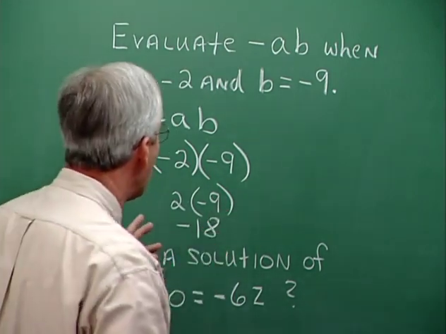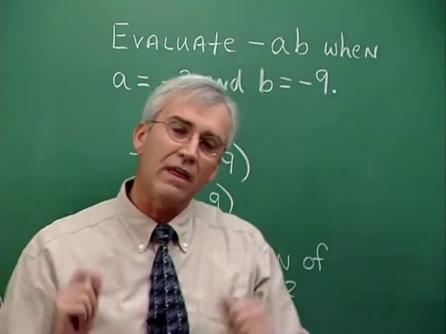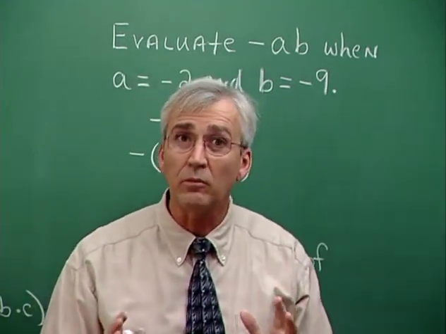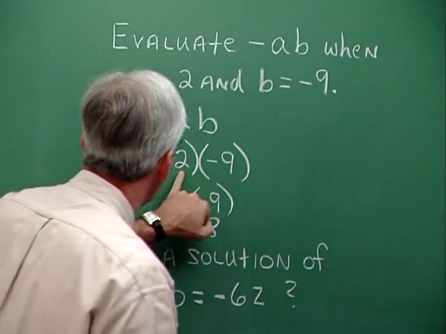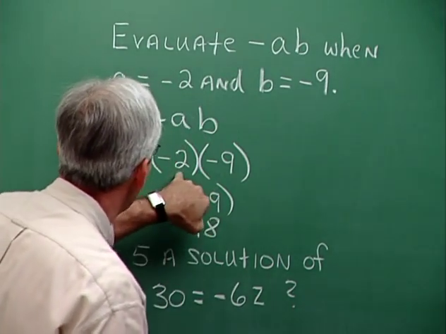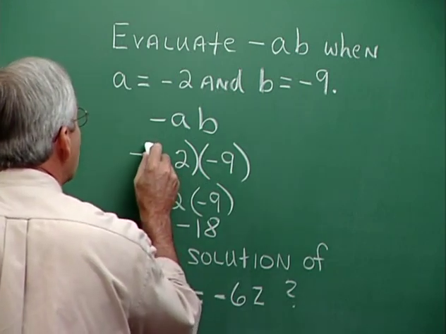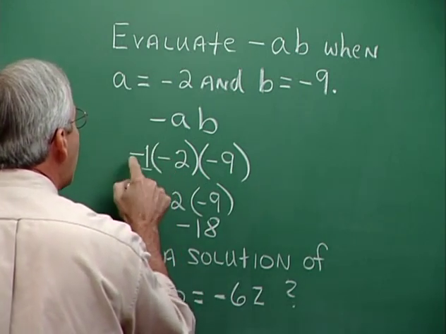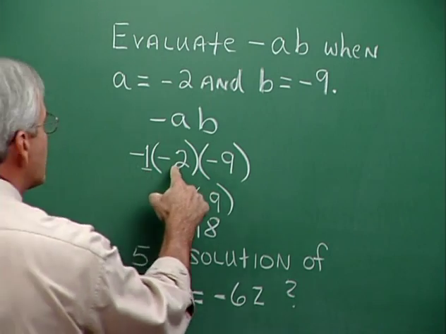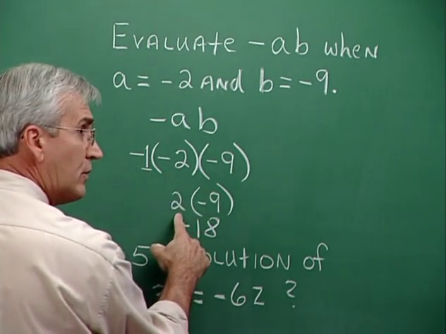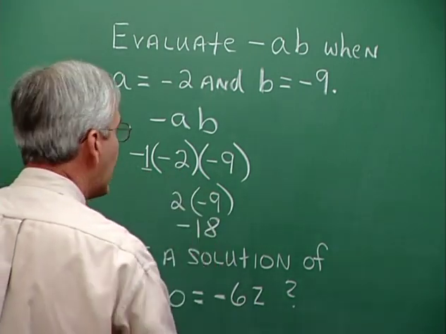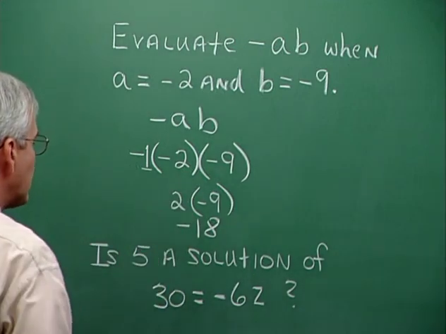You might think, well, gee, I've been trained to think that parenthesis means multiply. So what am I multiplying by here? This times that. Well, what is this? It's just a minus sign. Well, we could do this. We could think of it as negative 1. You see, negative understood 1 times negative 2 would be 2. And then 2 times negative 9, negative 18. So either way you look at it is okay.